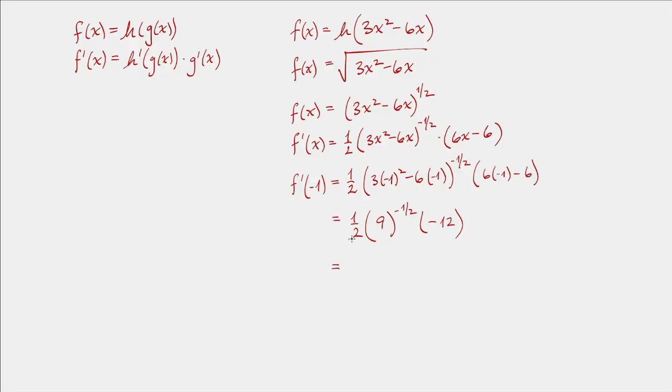Okay, let's see, 1/2 times -12 is -6. And then 9 to the -1/2 is 1 over 9 to the 1/2. 9 to the 1/2 is 3, because it's a square root. And so I got negative 6 times 1/3, which is -2.